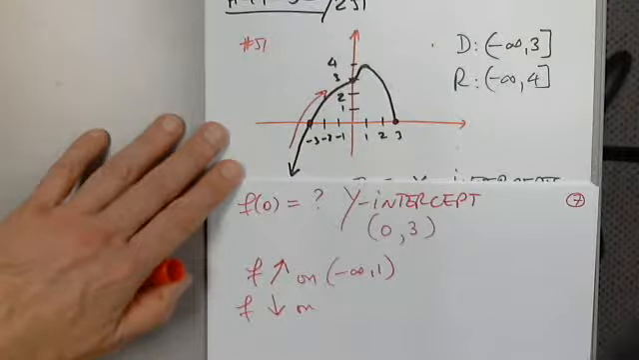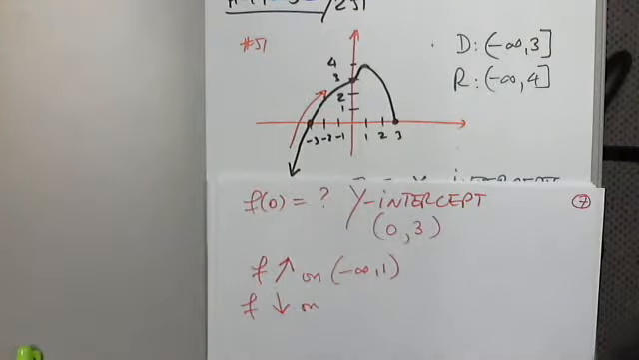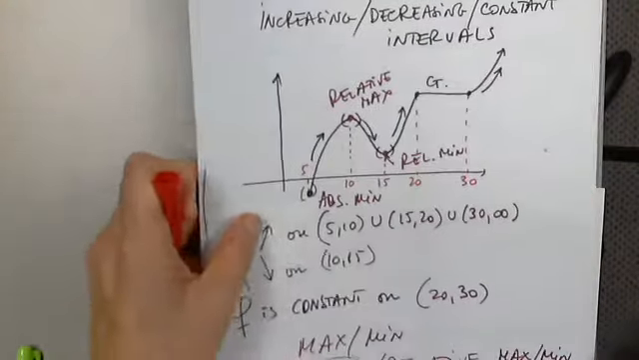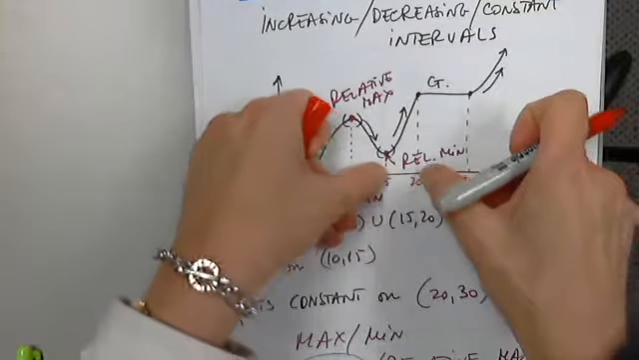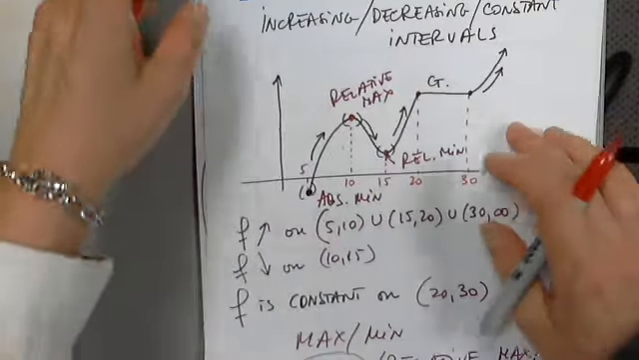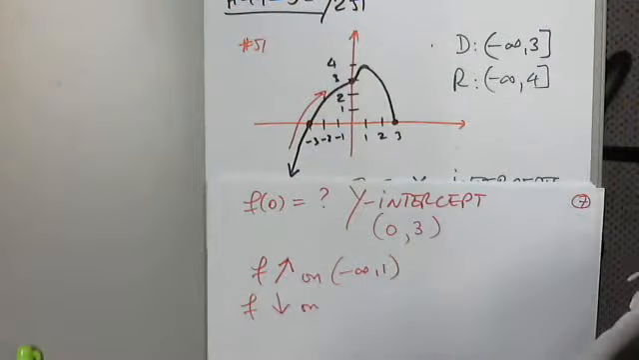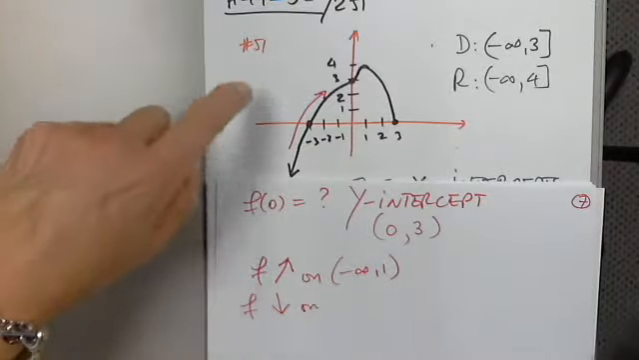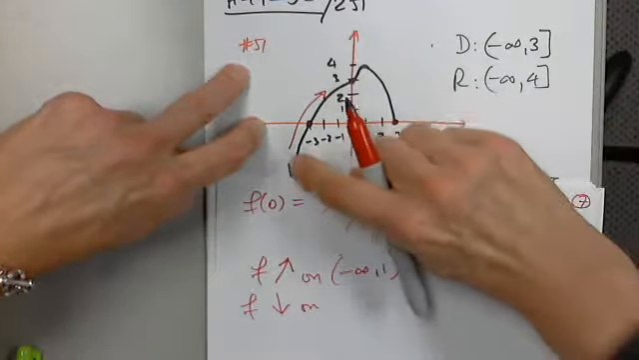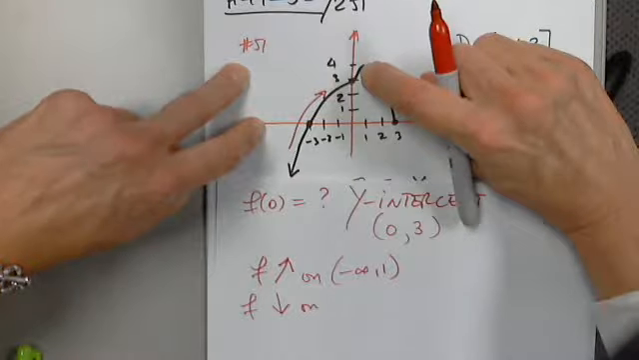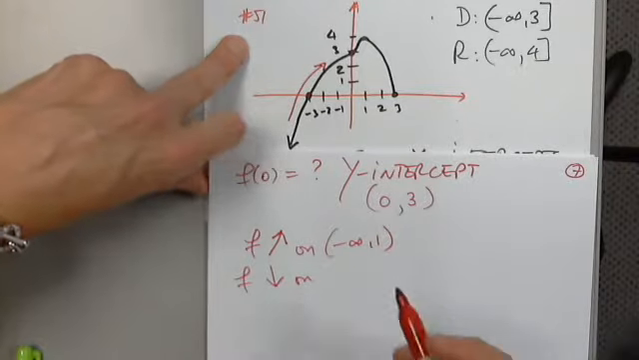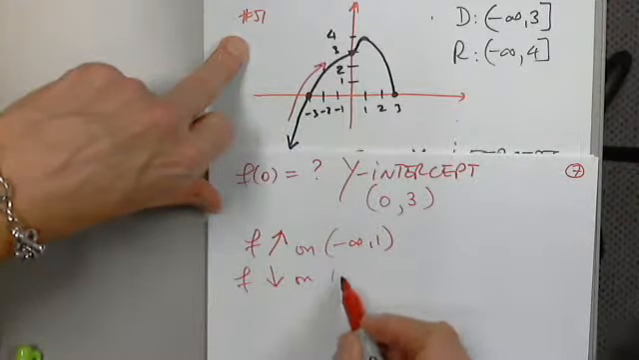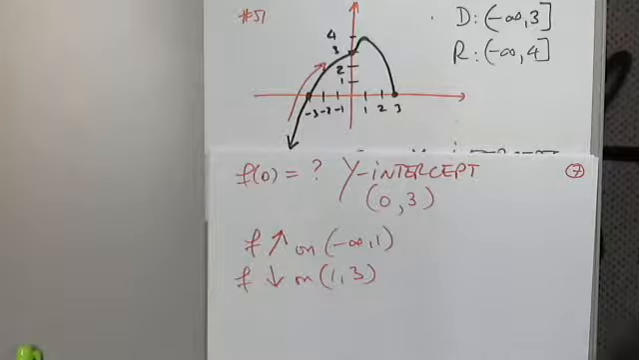Is that clear? No. Okay, let's go back. A few minutes ago, we said that between 5 and 10, the function is increasing. Between 15 and 20, the function is increasing. So that's all we are saying right now, that between negative infinity and 1, the function is always increasing. Is that okay? Yes. Perfect. So now the function is decreasing on 1, 3, all with parentheses. Very good.